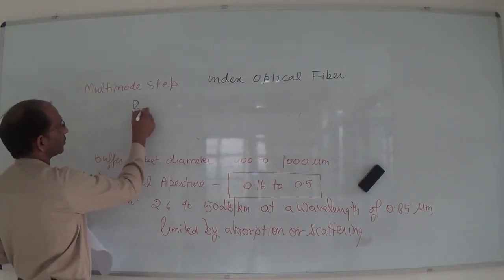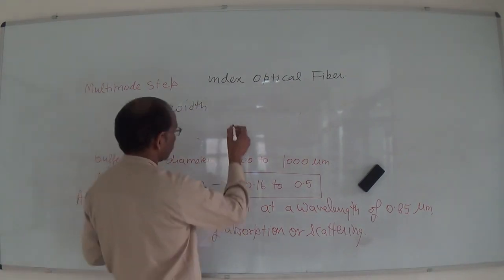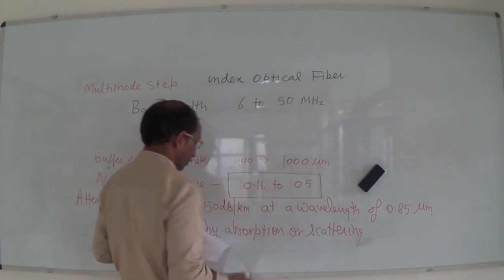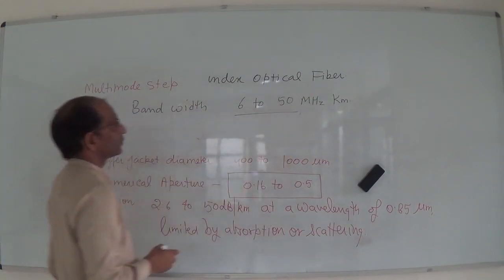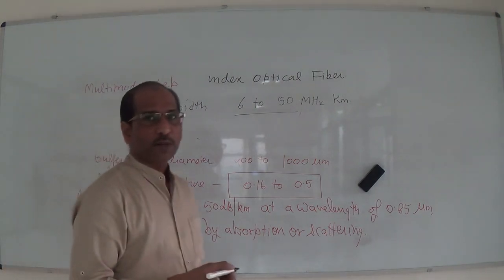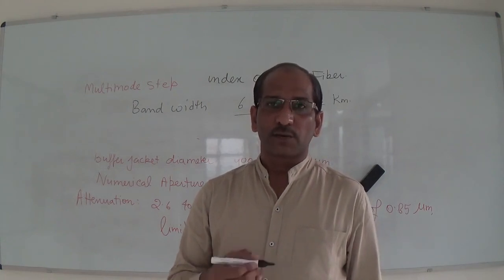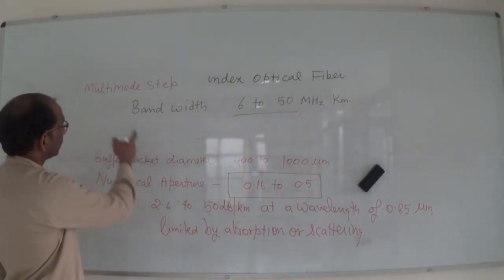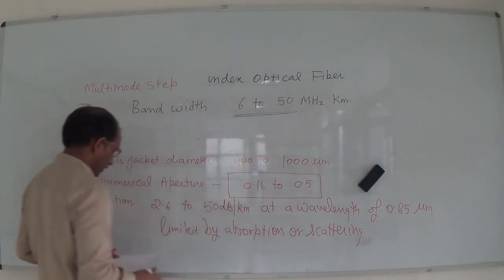Bandwidth of this optical fiber is 6 to 50 megahertz kilometer. So if you check here, this is only 6 to 50 megahertz. The bandwidth is less as compared to the single mode step index optical fiber. There it was 500 megahertz. So the bandwidth of the multi-mode step index optical fiber is 6 to 50 megahertz kilometer.